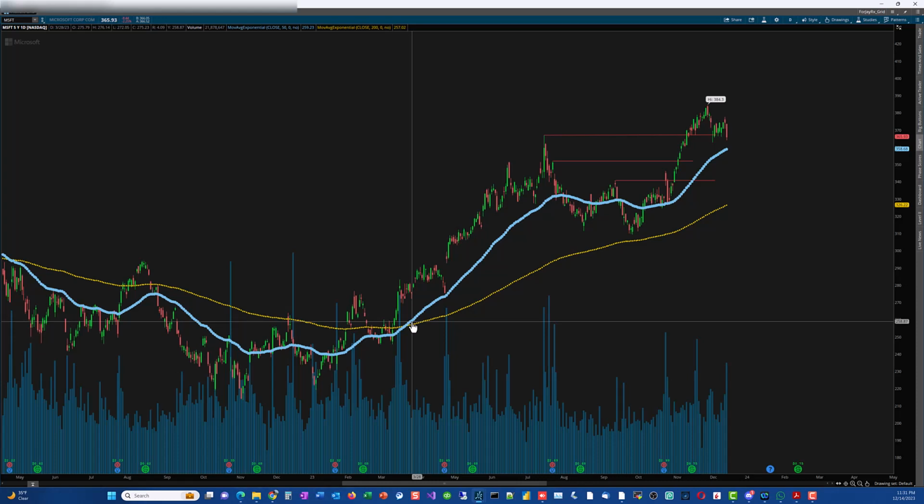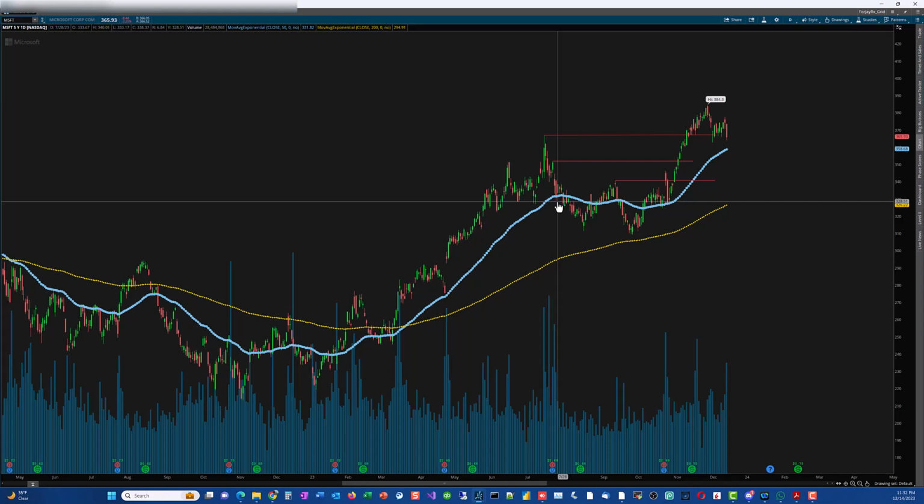Now when you look at this chart, you see that Microsoft already had that cross a while ago, way back in March of this year, and you missed it. You missed that ride. So what do you do now? You have to look for other opportunities and other methods. There are other methods, but what I'm going to show you is the simplest one, the cross.